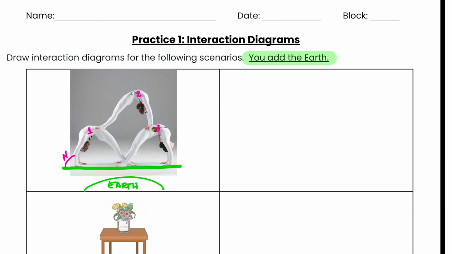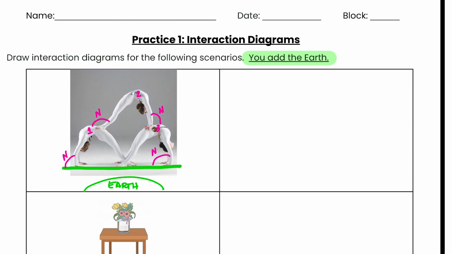Acrobat number 1 is supporting acrobat number 2 by pushing on the acrobat, and acrobat 2 is pushing down on acrobat 1. So that's a normal force. We've got acrobat 2 pushing down on 3 and 3 pushing back on 2, and that is also a normal force. Acrobat 2 does not have an interaction with the floor, so we're not going to draw one, but acrobat number 3 does, so there's an interaction with the floor there.